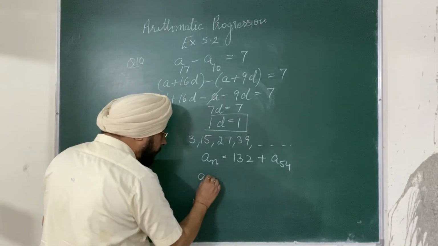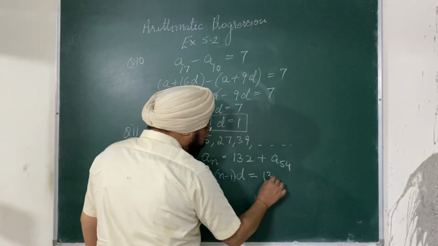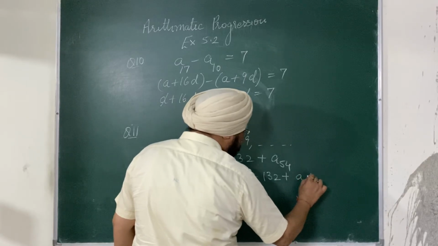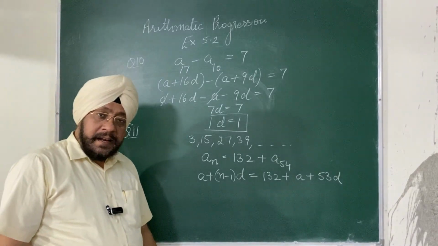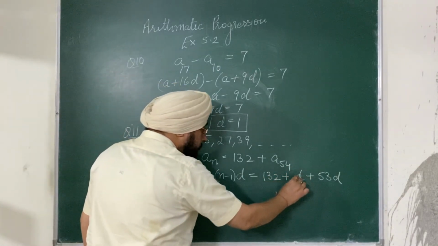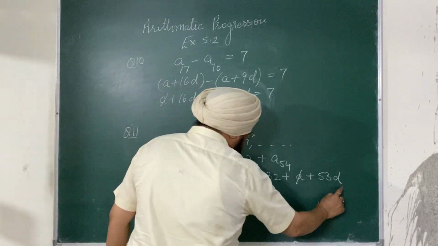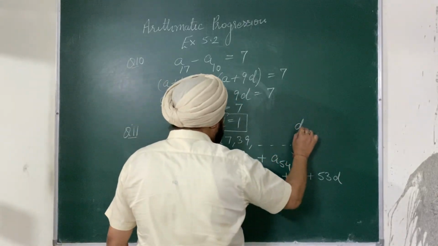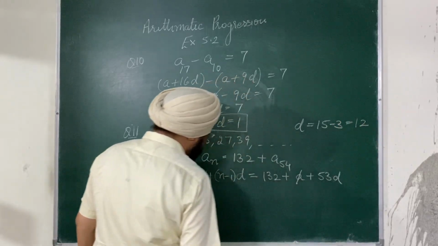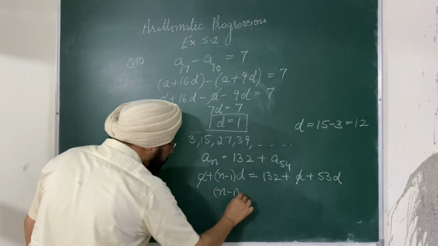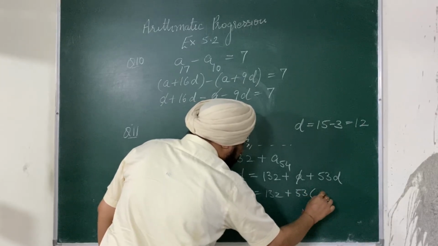According to this, we know a_n equals a plus (n minus 1)d. This is equal to 132 more than the 54th term, which is a plus 53d. Since we have a single AP, a in both cases will be the same and will be cancelled from both sides. Now in this AP, d equals second term minus first term, that is 12. So we can substitute the value of d on both sides to get the value of n.